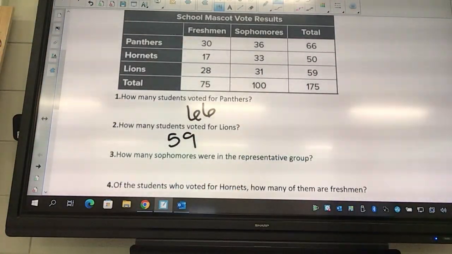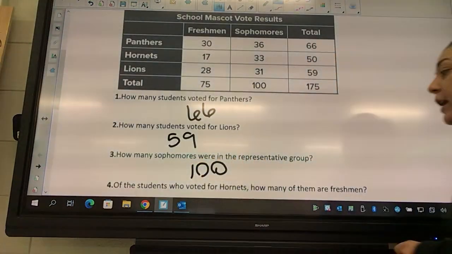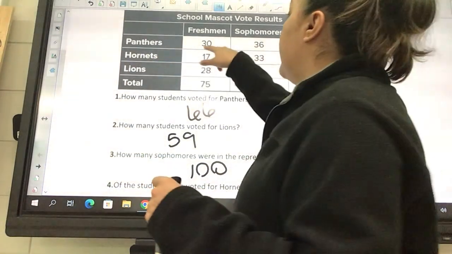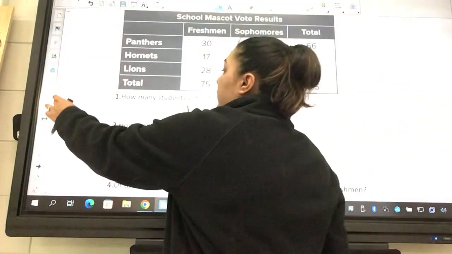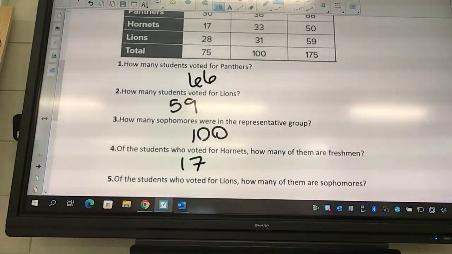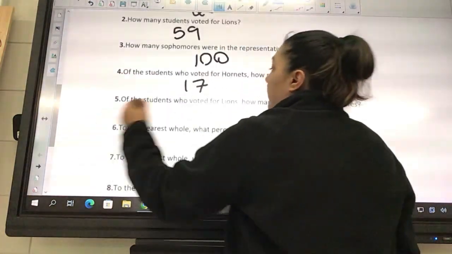How many sophomores were represented in this group? 100 sophomores. Okay, of those students who voted for the Hornets, how many of them are freshmen? 17. So we're looking at Hornets, and then they want to know how many are freshmen. So we got 17. Okay, of the students who voted for Lions, how many of them are sophomores? 31.